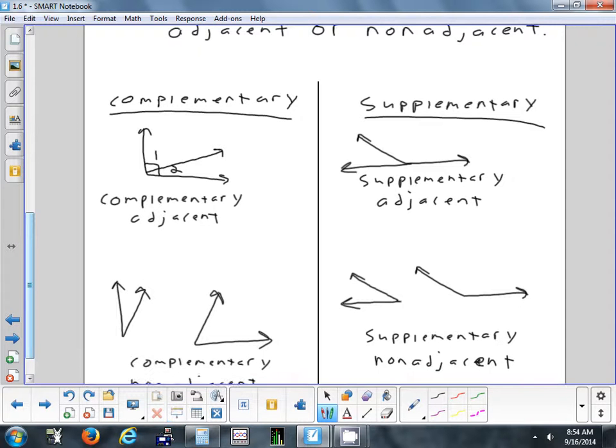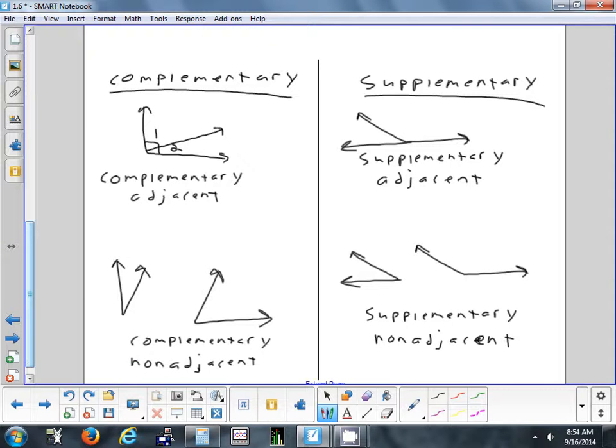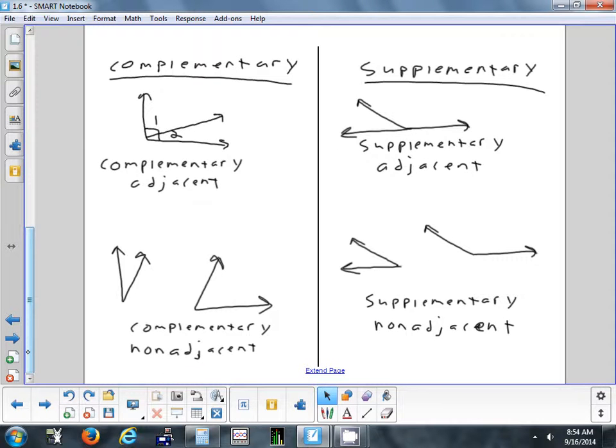Here's complementary and supplementary angles that are not touching. If I were to take this angle and put it next to the other angle, then you could clearly see they are supplementary. But they don't have to be adjacent to be supplementary or complementary. They can be separate. Any questions on complementary or supplementary angles?